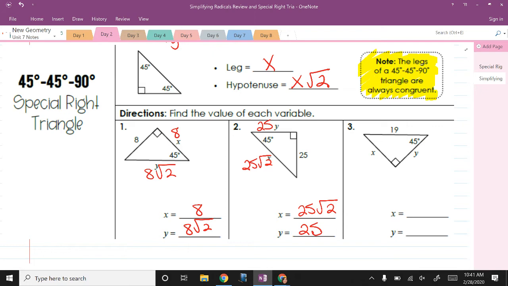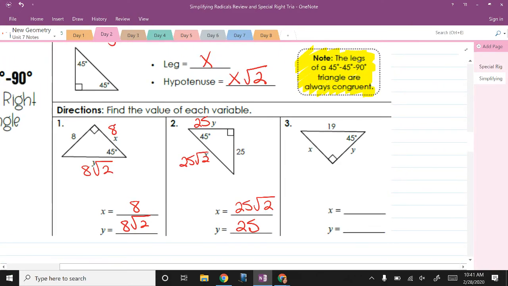Y'all with me? So number 3. This was a little bit more complicated. Because that 19 that they gave me on this 45, 45, 90 triangle, is that a leg or a hypotenuse? All right, this time they gave me the hypotenuse.